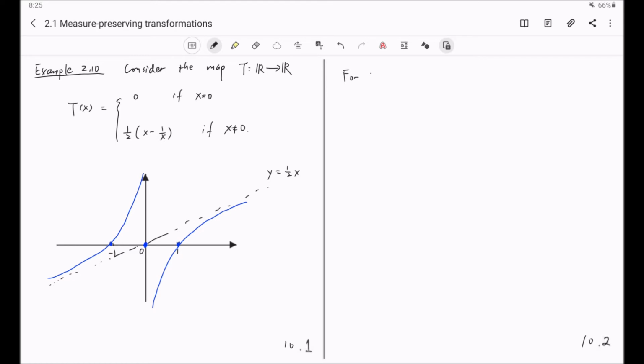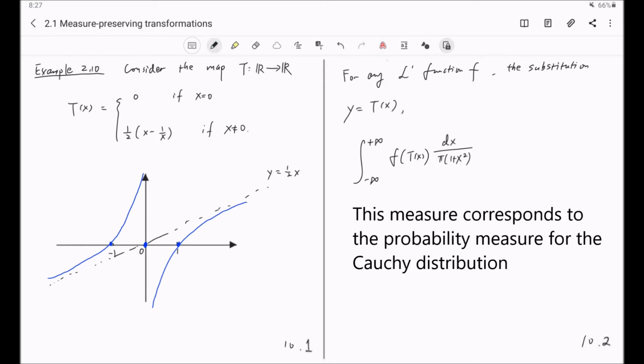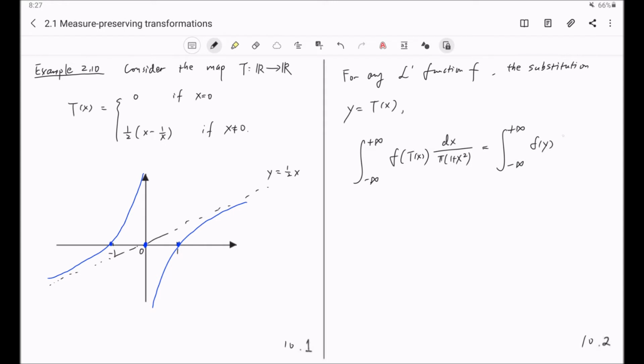Now, for any L1 function f, namely for any integrable function on the real line with respect to the Lebesgue measure, you consider the substitution y equal to T of x. And you can prove the following equality, that the integration from negative infinity to positive infinity of the function f of T of x integrated against dx is the same as the integration of f of y integrated against this measure.